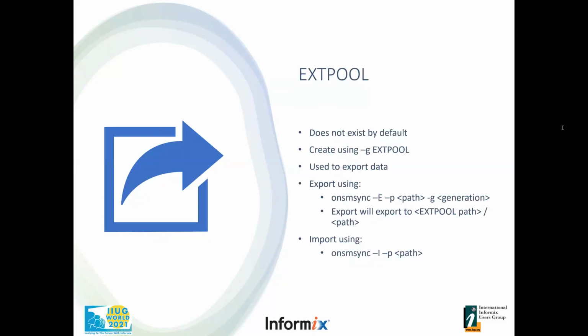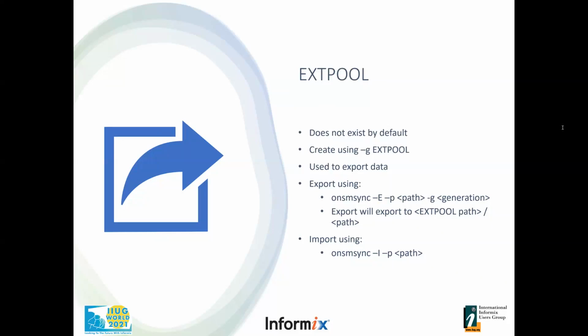We give it the path that it's going to export to. We give it the generation now. The generation is the backup level. So each backup will be a new generation. If you've got three level 0s sitting in your PSM catalog, you tell it generation 3, and it'll restore the third one, or sorry, export the third one.